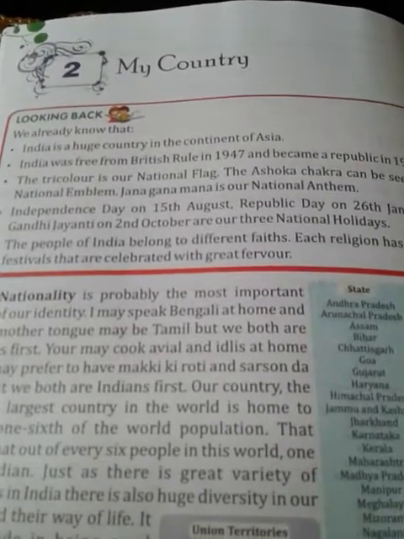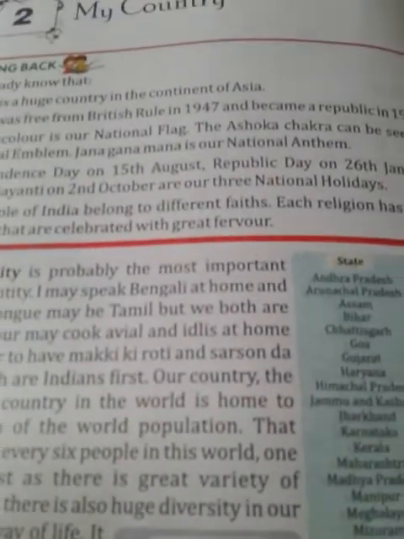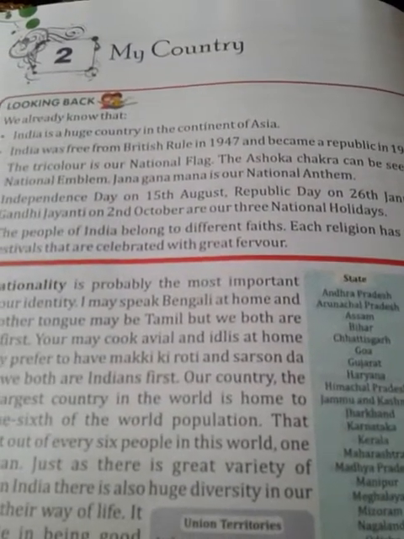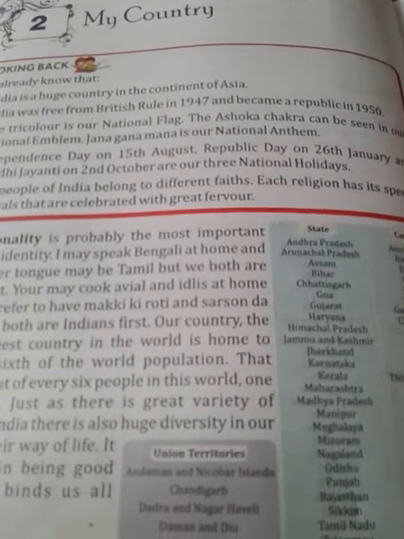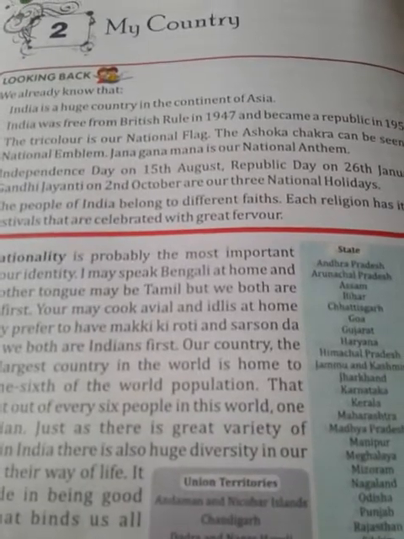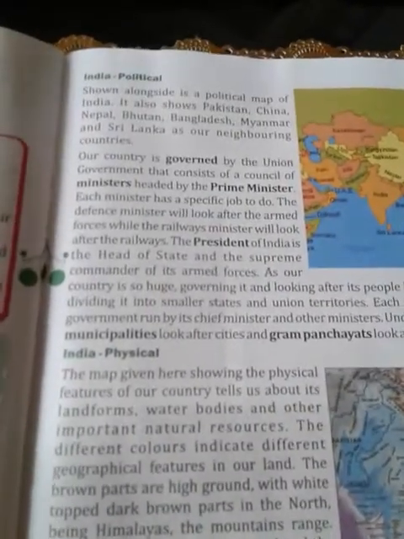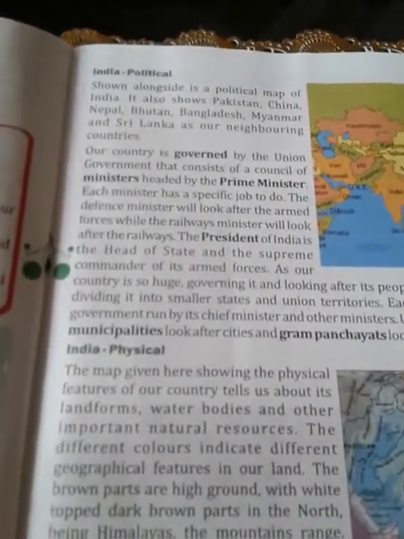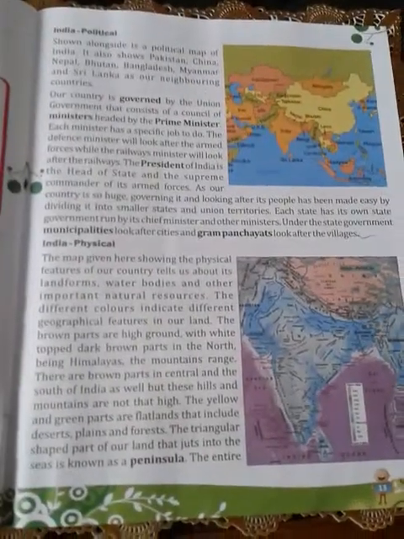In the last class, we discussed our country India, the location of India, when our country got independence from British rule, our national festivals, and the political systems, how India is run by the government. And today we will discuss the physical divisions of our country India.